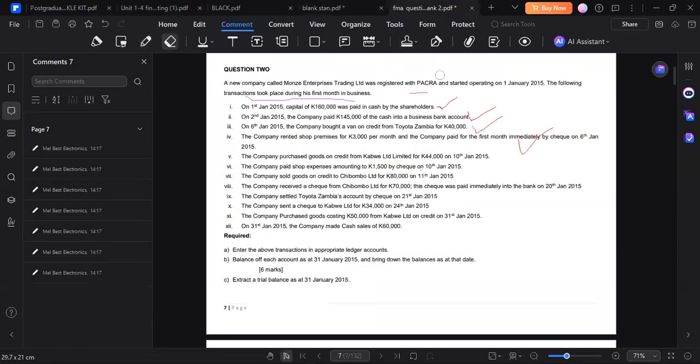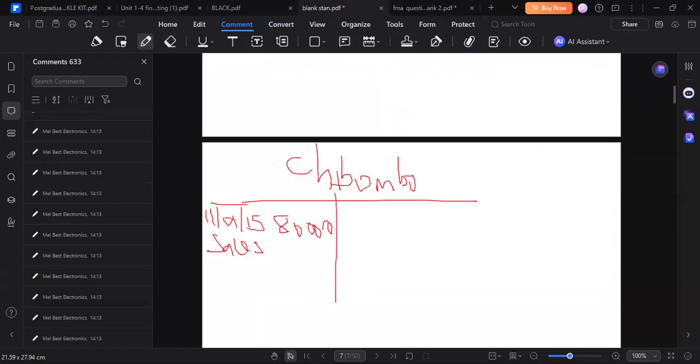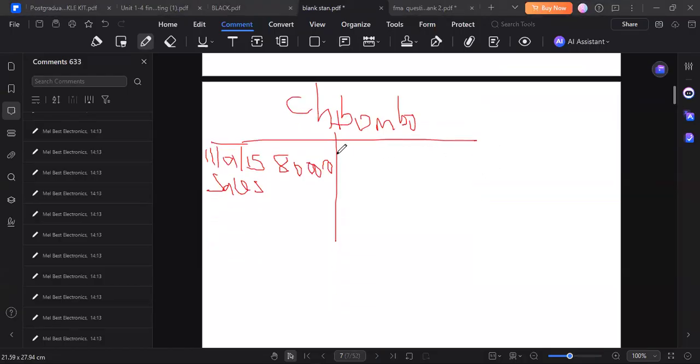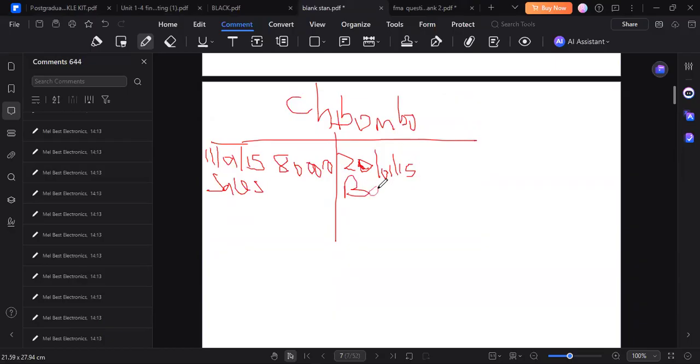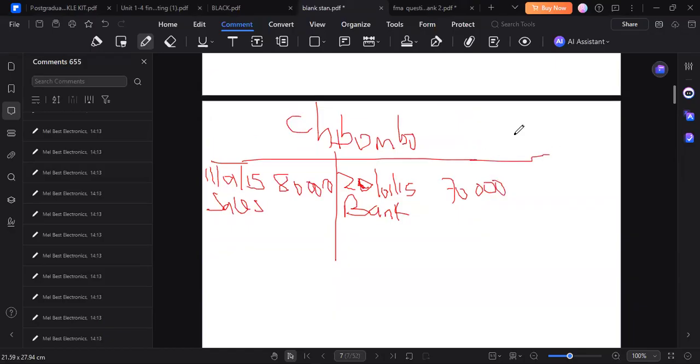That clears that. Then we move on to the company received the check from Chivombo, 70,000. This check was paid immediately into the bank account on 20th January. Okay, so Chivombo paid. So on 20/01/15, this went to the bank, 70,000. Then you go to the bank account.